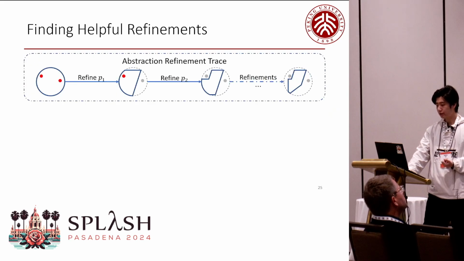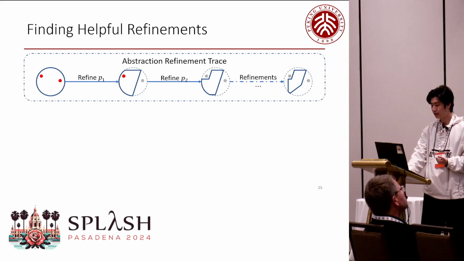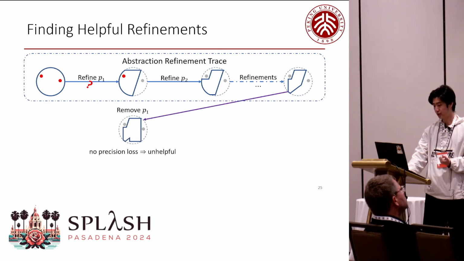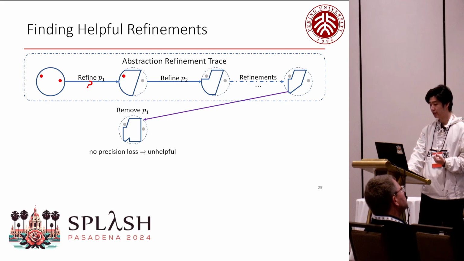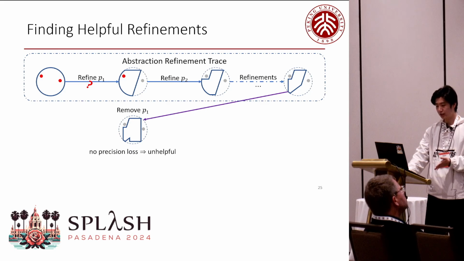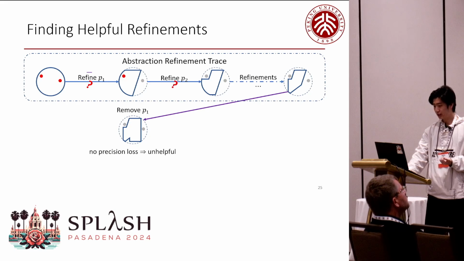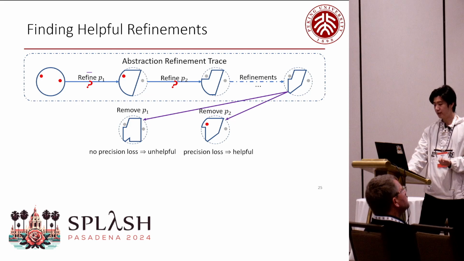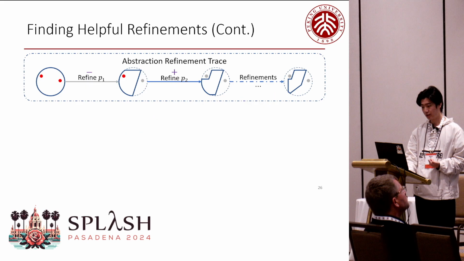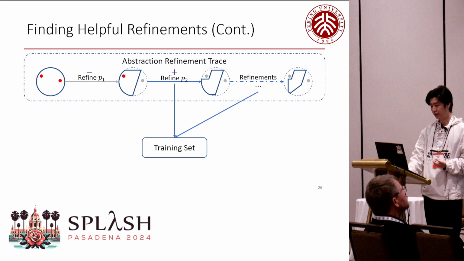To train our neural network to distinguish helpful refinements, we take the refinement trace and then cancel the refinements one by one. For example, to check whether P1 is helpful, we remove P1 from the last abstraction, which is precise enough to eliminate all false alarms. Since in the new abstraction all false alarms can still be eliminated, we can mark P1 as unhelpful. For P2, the abstraction after removing it fails to eliminate one false alarm, so P2 here will be considered helpful. Then we collect those helpful refinements as our training set.